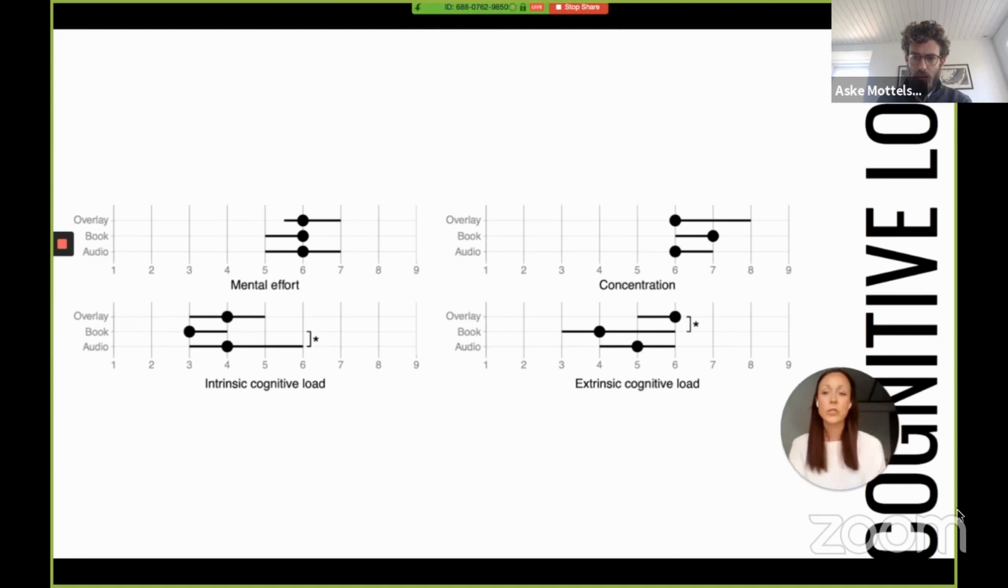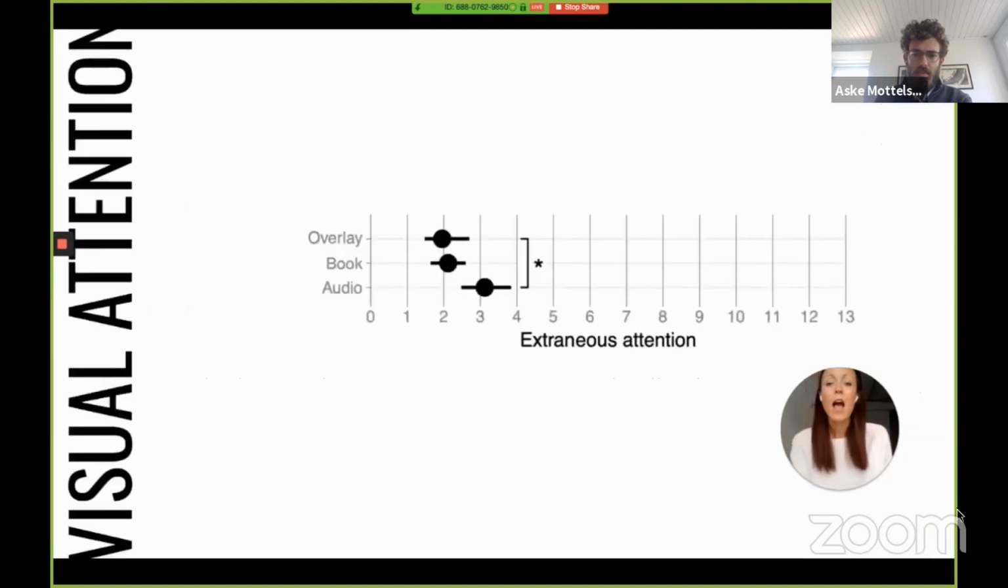For cognitive load measures, we saw significant differences in intrinsic and extrinsic cognitive load. In intrinsic cognitive load, the content was perceived to be the most difficult in the auditory condition and the least difficult in the book condition. For extrinsic cognitive load, the format of representation was perceived to be the least difficult in the book condition and the most difficult in the overlay condition. For visual attention, in the auditory condition, students paid the most attention to the extraneous environment and remembered most details from the environment.